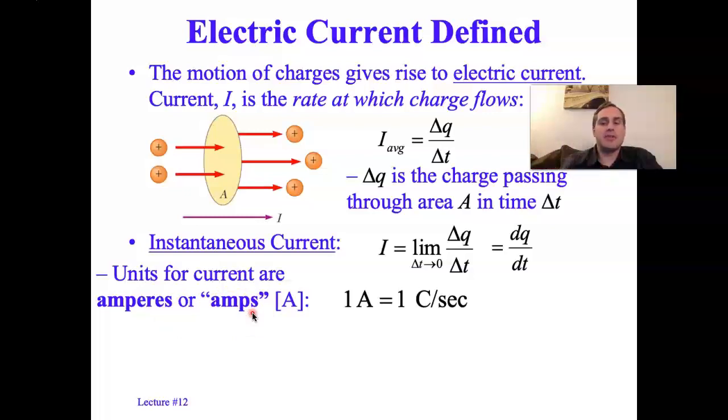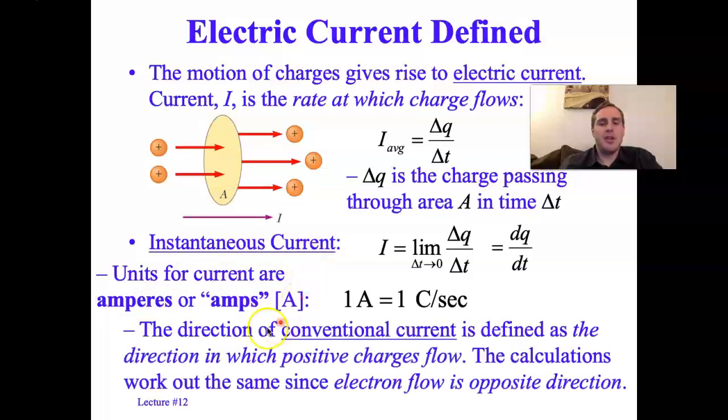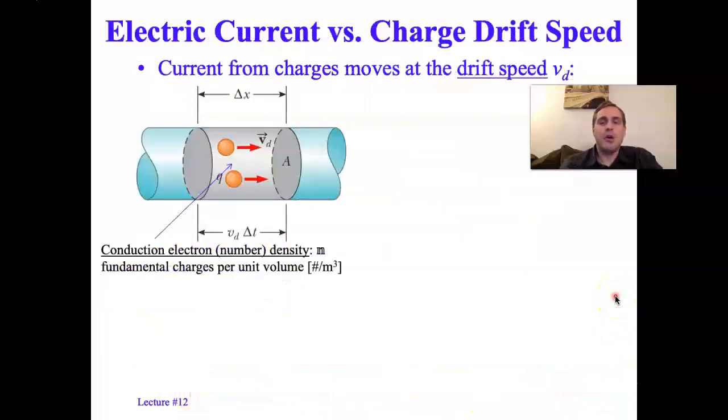amperes is not in amps. Electric current is in amperes. Electric current is the actual quantity, and amperes is the unit. So don't get confused with the bad nomenclature that exists out there very commonly. The direction of conventional current, I already said this, is defined as the direction in which positive charges flow. The calculations work out the same since electron flow is in the opposite direction. Okay, let us move on.